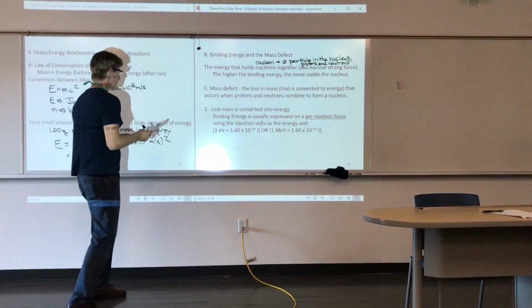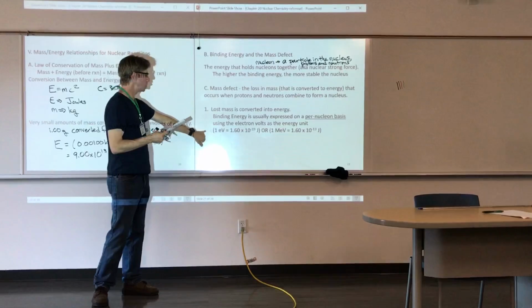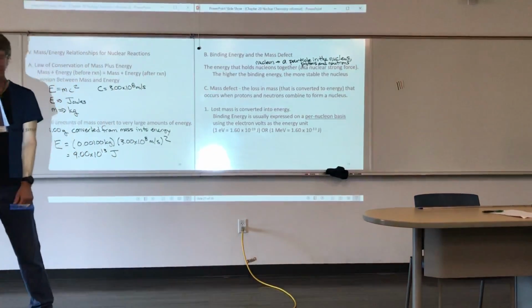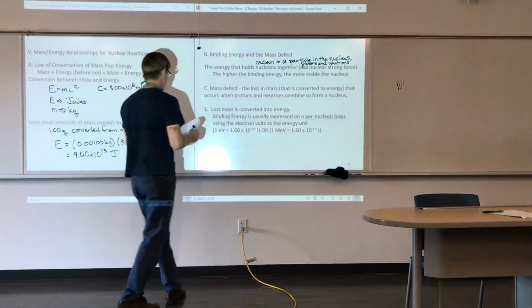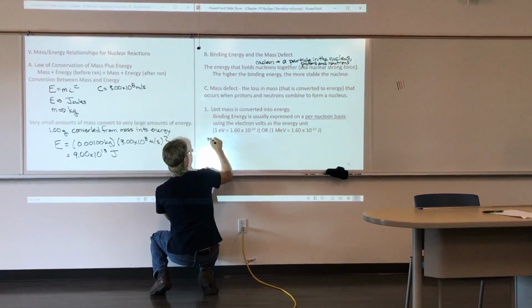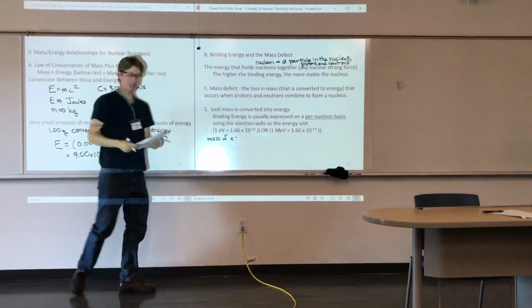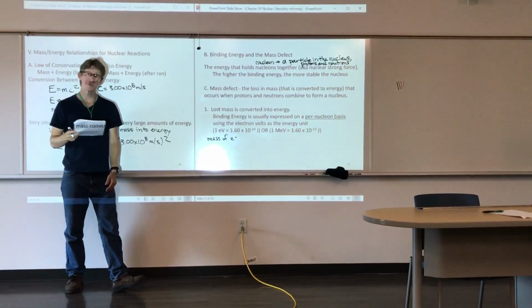All right. So to do this, though, we're going to have some basic mass values. And the mass of one electron, or what's that? Sorry. Let's just say mass of electron is going to be 5.486.